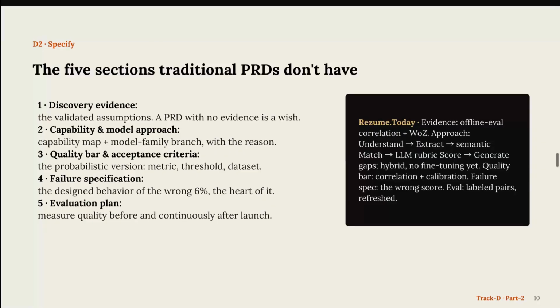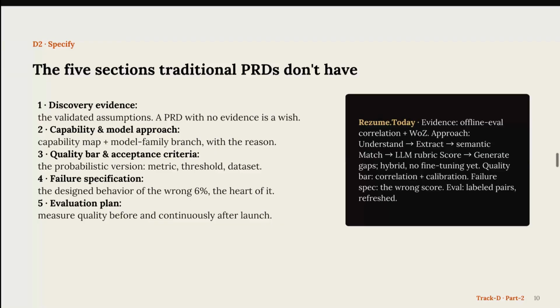Failure specification. Every time the system succeeds in the deterministic case, we have documented it. In an AI PRD, when we know what's going to go wrong, we need to document that as well. We need to design the behavior for that wrong 6% as well. And this is the heart of AI PRDs. And evaluation plan. Remember, this evaluation plan is also costly, just like building the product, because you're running the tests again and again for every small change.